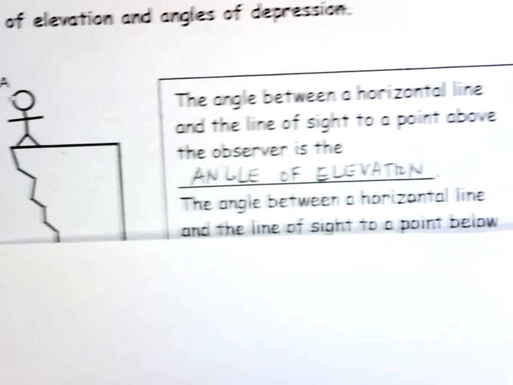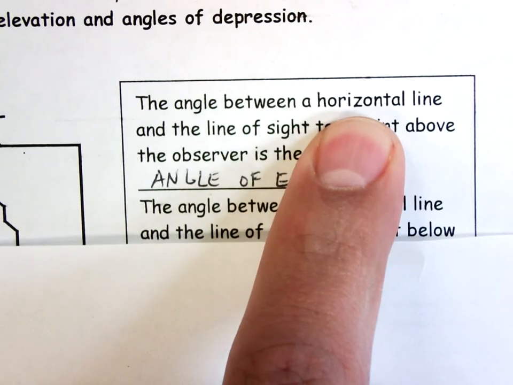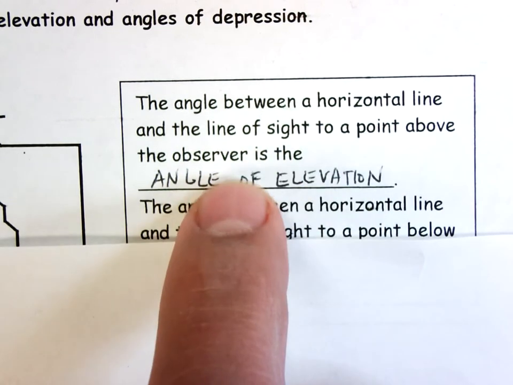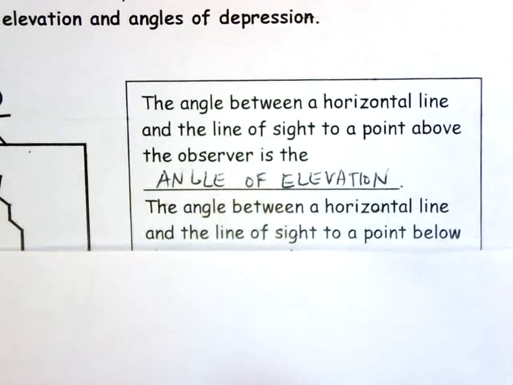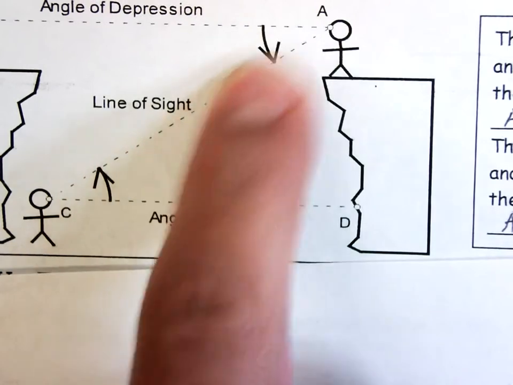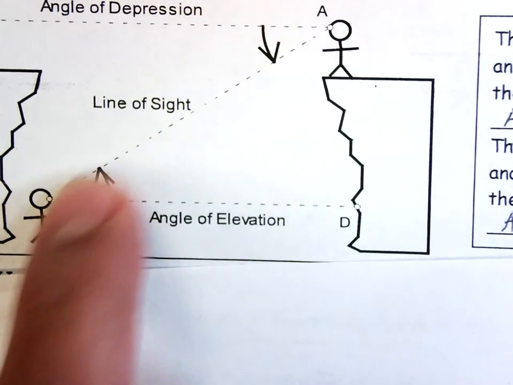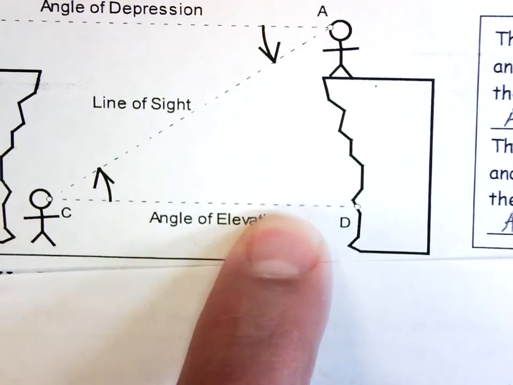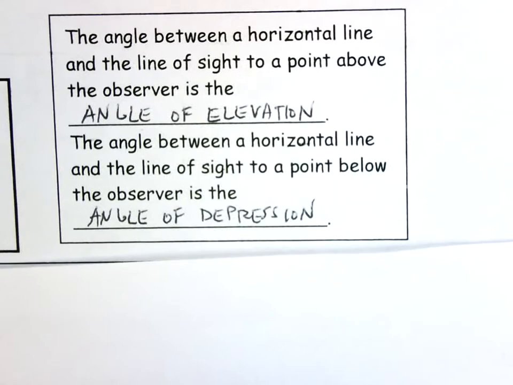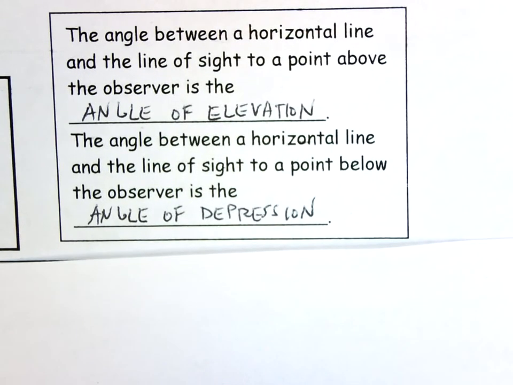Okay, so the first one over here. The angle between a horizontal line, and that's important, it's got to be a horizontal line, and the line of sight to a point above the observer is called the angle of elevation. So my picture over here, there's my little dude standing right here, and he's looking up at something above him. Here's his line of sight. There is the horizontal. This is the angle of elevation.